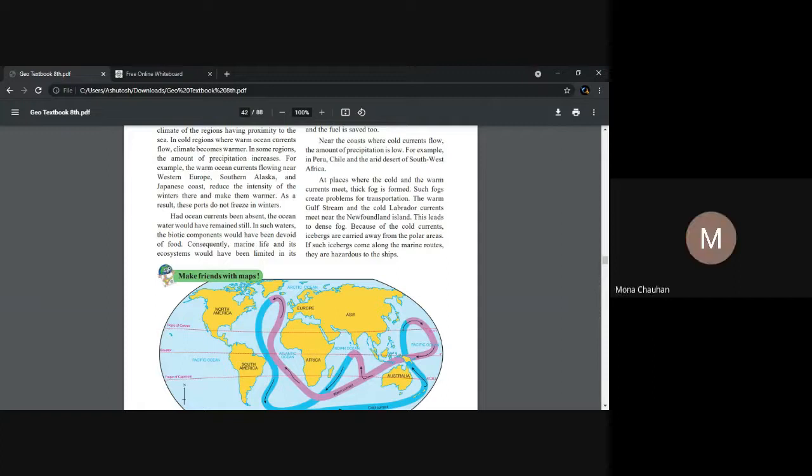Yes, Hariom. The warm Gulf Stream and the cold Labrador currents meet near Newfoundland Island. Very good. So, I think I'm clear with the topic.